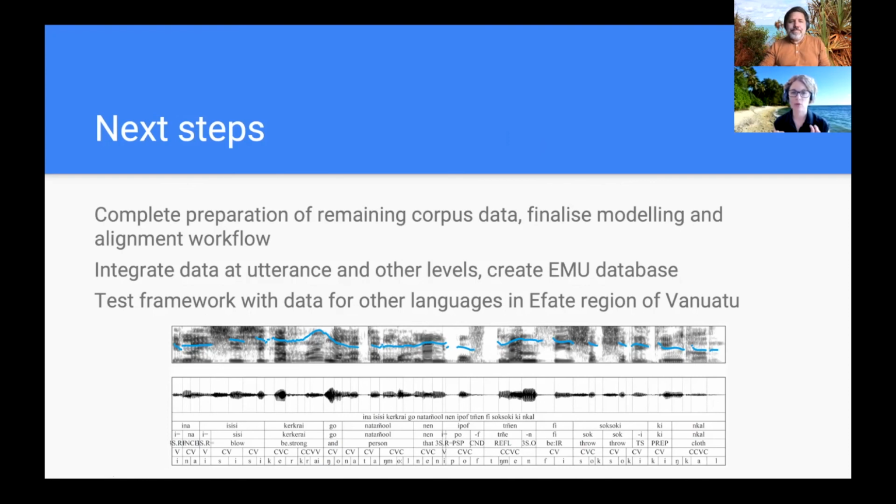So not just that orthographic transcription, but if there are other annotations that go with this sort of data that have interlinear glossing, for example, those can be reintegrated with the MFA output, and then create an EMU database that can be used as a standing phonetic corpus to interrogate different aspects of the phonetics of Nafsan based on all this rich natural speech.